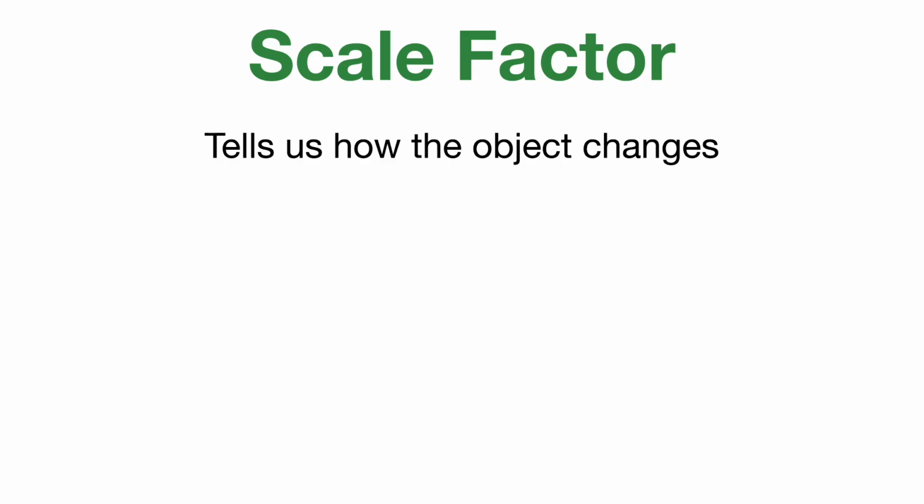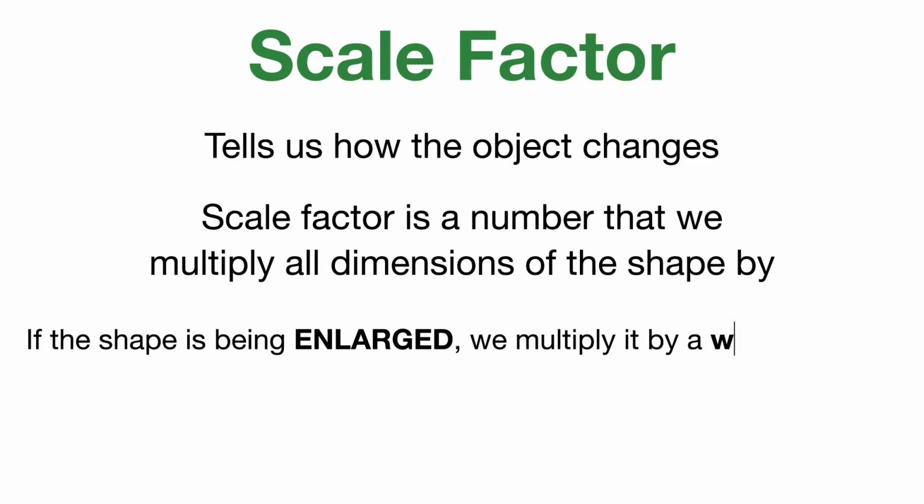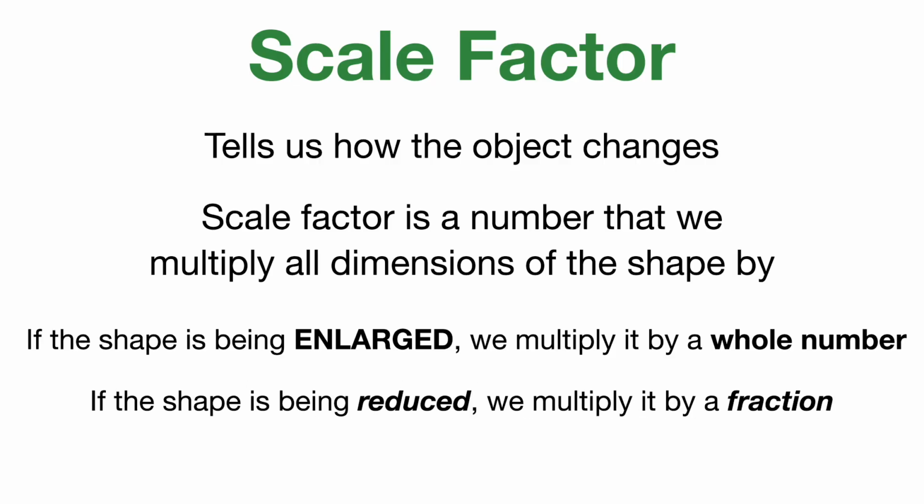And the key to dilations is what we call scale factor. So scale factor tells us how the object changes. And it is a number that we multiply all the dimensions of the shape by. So if the shape is being enlarged, we're going to multiply it by a whole number with the scale factor. If the shape is being reduced, we are going to multiply it by a fraction.